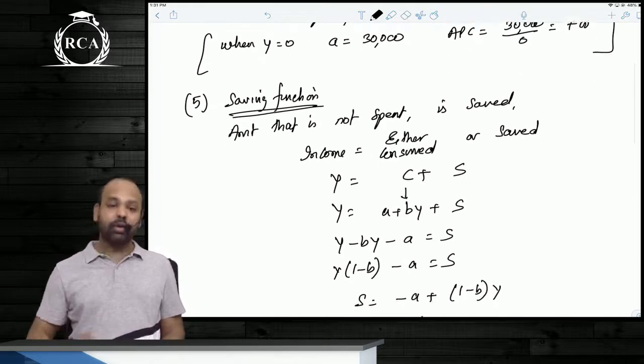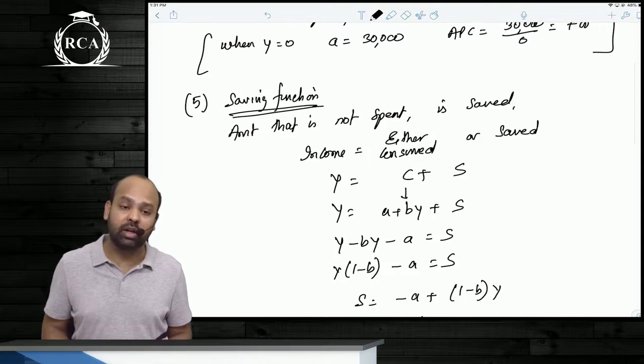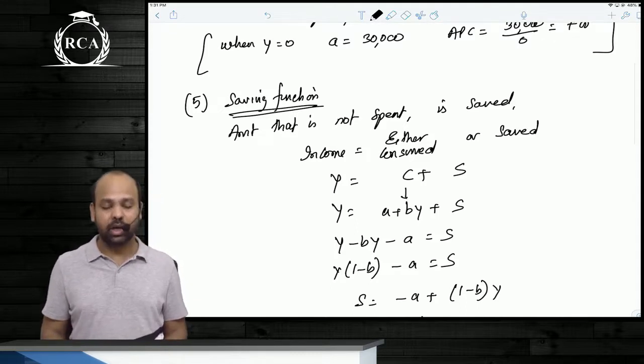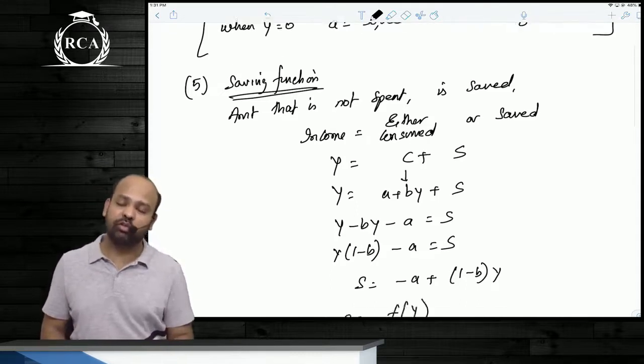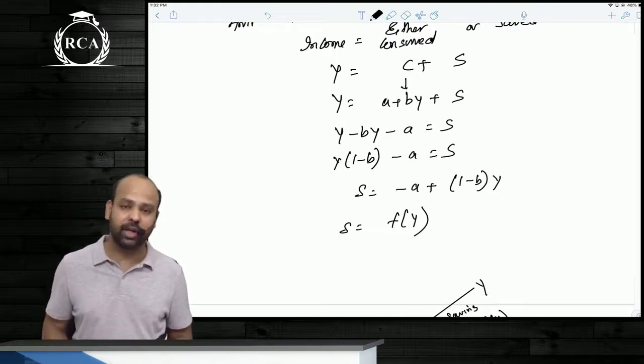And then what is not being consumed is being saved. So you can say your national income is equal to consumption plus savings. The saving function can be derived out of that, and I wrote it as minus A plus (1 minus B) into Y.